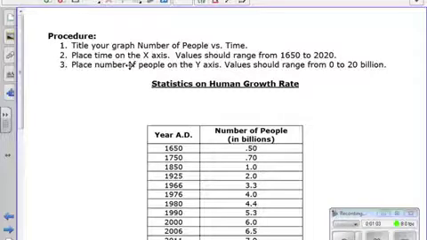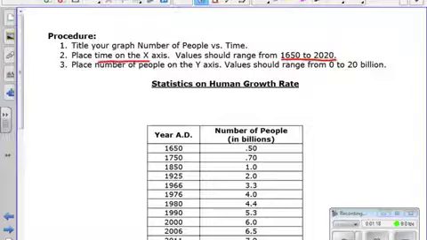Okay, so let's look at the procedure for graphing. We're going to ignore step 1 for now. I'm going to rename the graph. But step 2, place time on the x-axis. Okay, we're going to place time on the x-axis. And our values should range from 1650 to 2020, as I underline. So that's going to be on the x-axis.